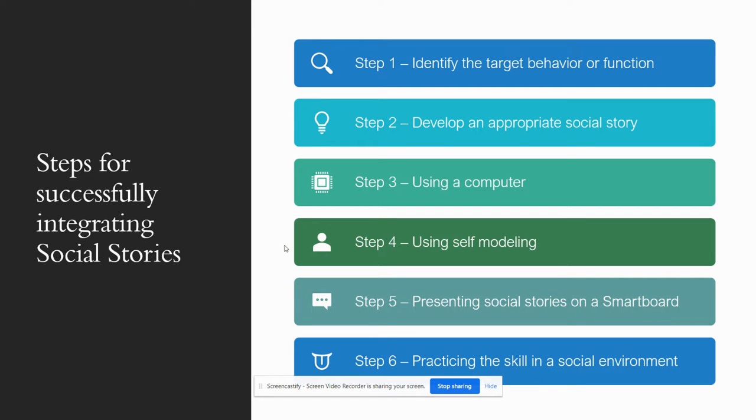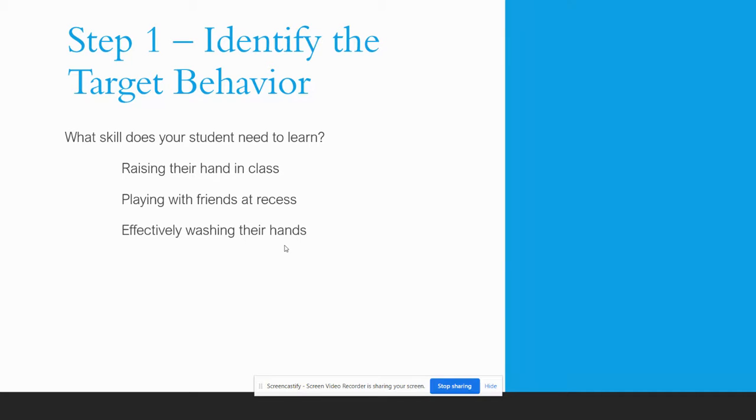We have 6 steps in integrating these social stories. In this presentation, we're going to go through all of them. Step 1, identifying the target behavior. What do you need your student to learn? In the article, they use the example of raising a student's hand in class. There was a student who had been talking out of turn, humming to get the teacher's attention. They used this strategy to help them learn how to raise your hand and how that's an effective means to do it.